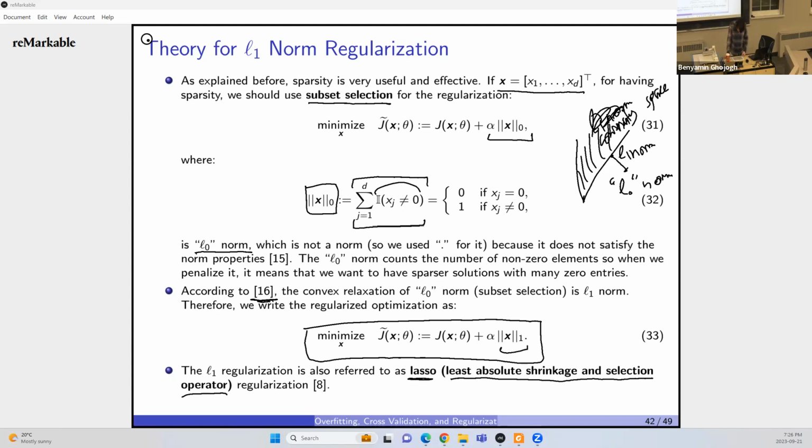And you will understand why he named it least absolute shrinkage and selection operator. Why? I think you already know what shrinkage means, because L2 norm also shrinks, right? And L1 norm also shrinks. But L1 norm does something additional. And it selects, similar to subset selection. What does it mean by selecting? It means that it selects some of the dimensions and sets the other ones to 0. Okay? We'll see that.